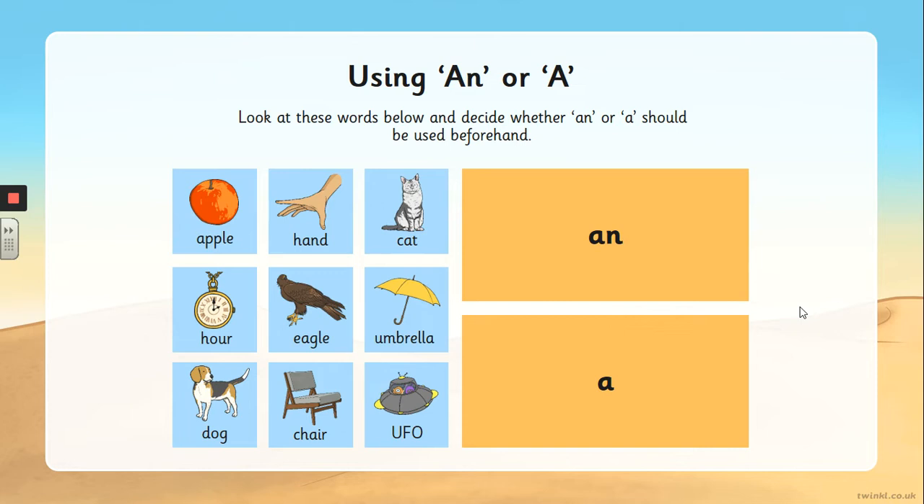You could put a on one side, an on the other, and underneath write down all the different things. Or you might just write down all of the ones starting with an in a circle and all the ones starting with a in a circle. So however you want to set this out, can you sort these different nouns now into groups: which ones you use an and which ones you would use a? So pause here to have a go at that.